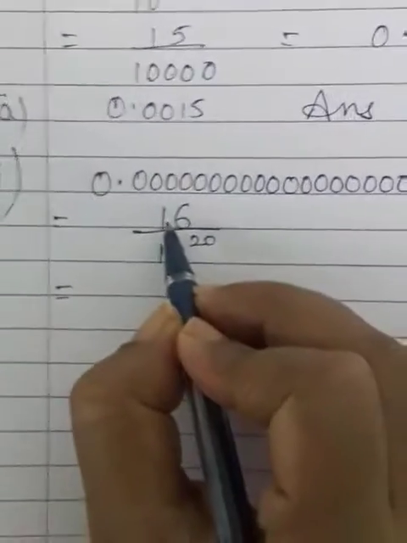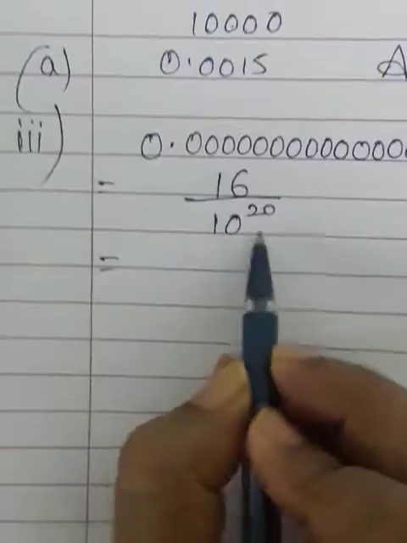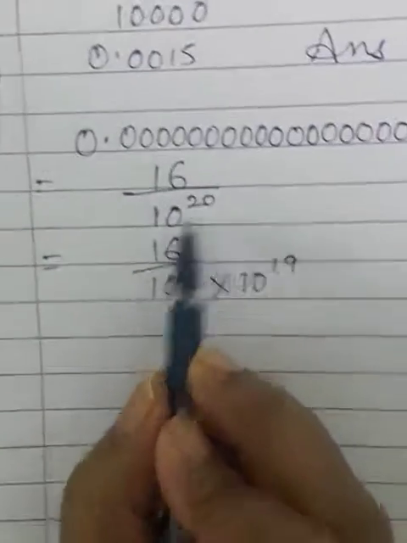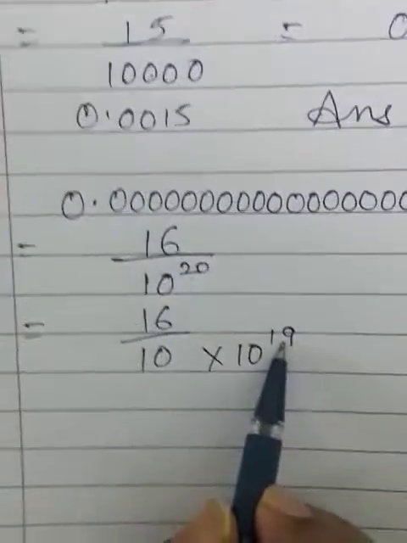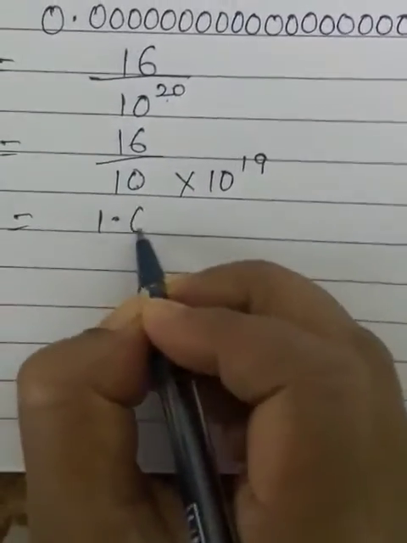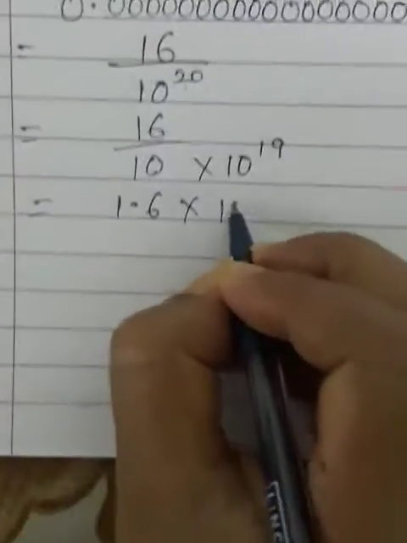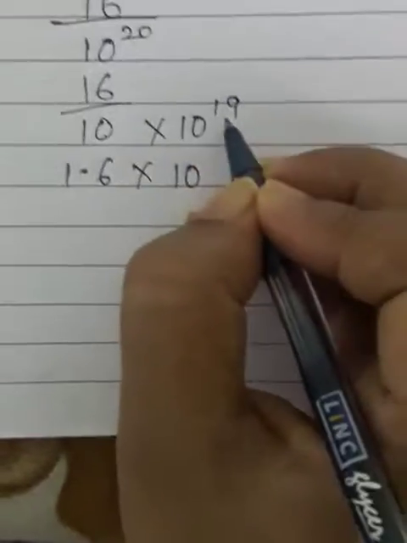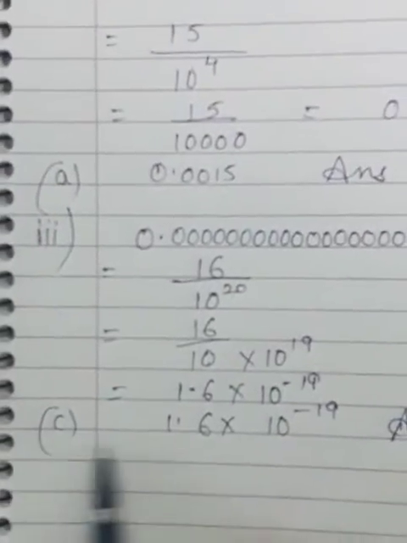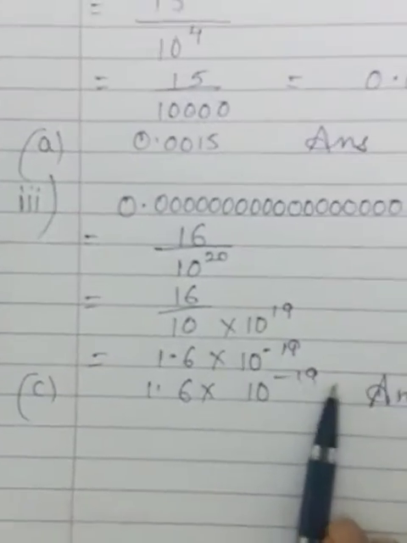Now in standard form, the decimal should come here. So from here, 1 over 10 I will take separately, and from 20 I take 1 separately and 19 is left. This 10 I adjust here. For this, the decimal will come here, 1.6, and when you take the 10 to the top, this power 19 will become minus 19. So your answer is the C part, 1.6 into 10 to the power minus 19. You see here, this is the C part, this is the answer.